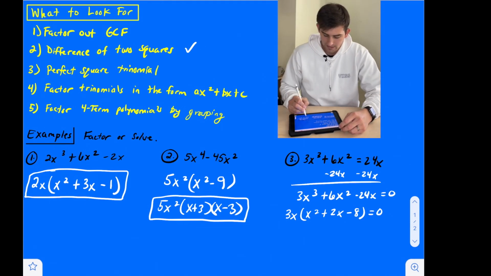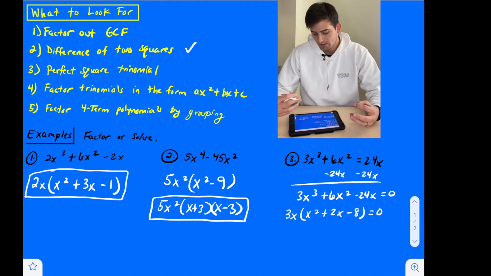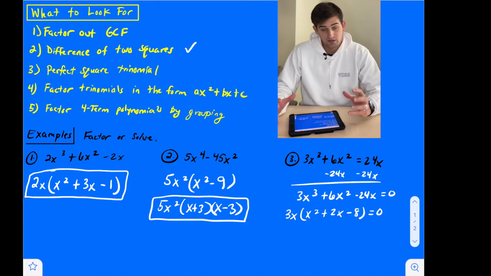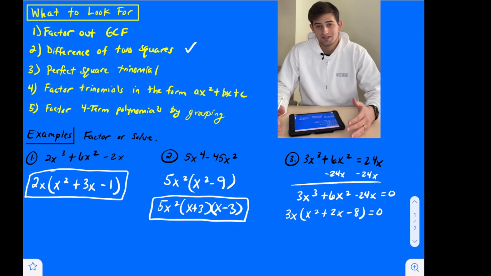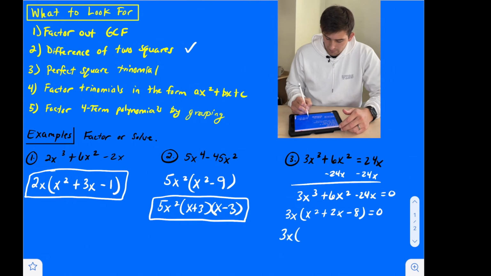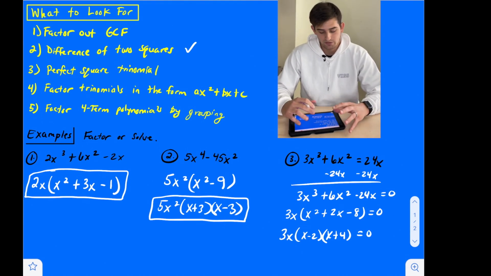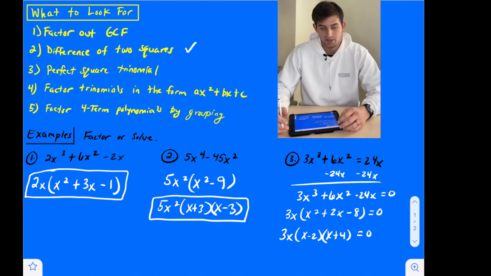So 3x times x squared would be 3x cubed. 3x times 2x would be 6x squared. And 3x times negative 8 would be negative 24x. Now let's look at our trinomial. Do we have two numbers that add to 2 and multiply to negative 8? We do, right? Let's think negative 2 and 4. So we can now write 3x times x minus 2 times x plus 4, and that's equal to 0. Because negative 2 plus 4 would be positive 2, and negative 2 times 4 would be negative 8.